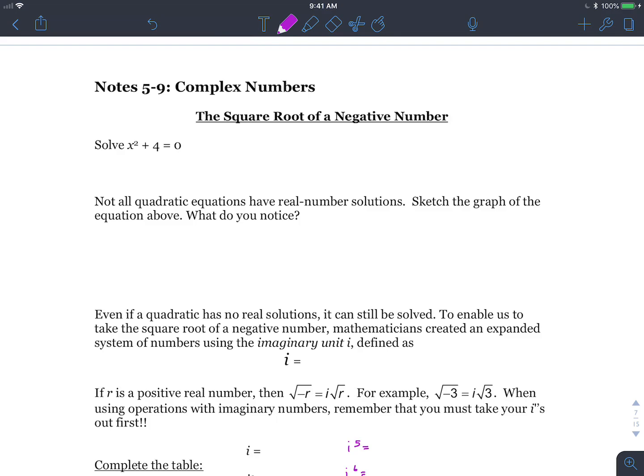Alright, here we go, guys. Today we've got complex numbers, and imaginary numbers is another word we're going to use a lot here.